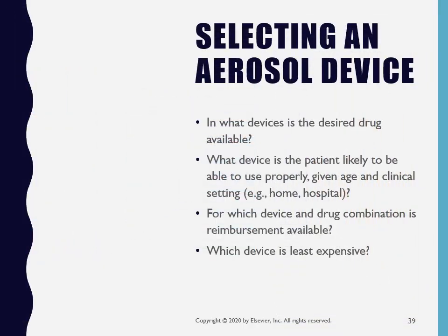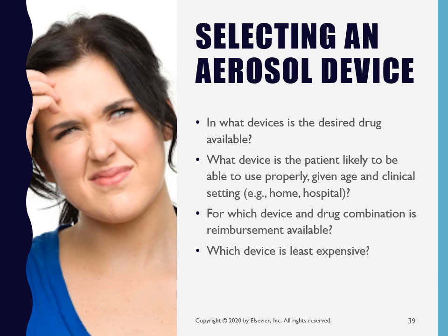So how do you select an aerosol device? Some things to think about when you're selecting that device is what devices come with the drug that you want. Albuterol has a lot of different ones, but cromolyn sodium doesn't. So is your drug available in the device that you're thinking about? What device is the patient likely to be able to use properly given their age and clinical setting at home or in the hospital? Do they have help or no help?